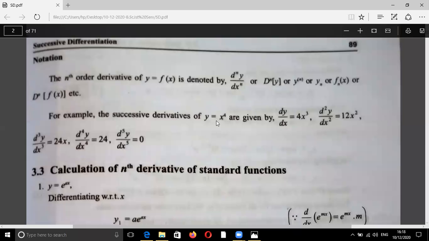Now, suppose x to the power 4 is equal to y. If you differentiate, you get 4x cubed. Differentiating again, you get 12x square, which is d square y by dx square. Already you know the derivative of x to the power n is n x to the power n minus 1. Then d cube y by dx cube is 24x, and d to the power 4 y by dx to the power 4 is 24, and then you get 0. Here y is given and we get y1, y2, y3, y4, y5; these are the successive derivatives.